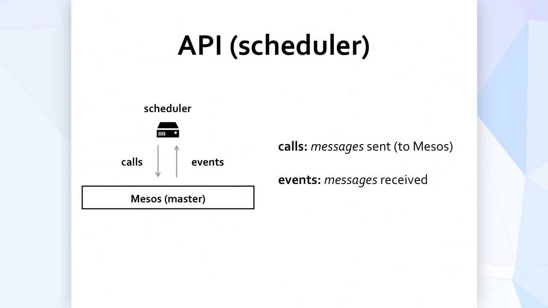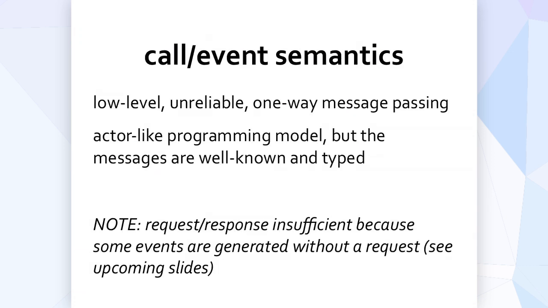Calls are basically messages that a framework will send to Mesos, and events are things that a framework might receive. The semantics here is that these calls and events are very low level, they're unreliable, it's effectively one-way message passing. The model that you can think of if you're going to be building a framework against Mesos is really an actor-like programming model, except the messages are well-typed, and they're known, and you can expect certain things to show up.